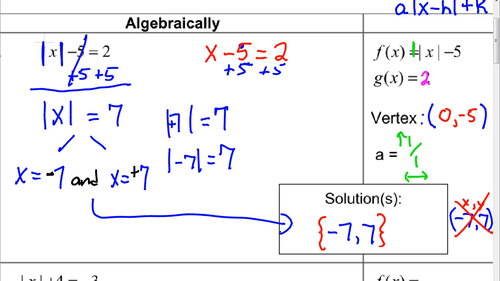And you can do the graphing first and then the algebra second, or you can do the algebra first. It doesn't really matter. It's the idea that either way you get the same answer.